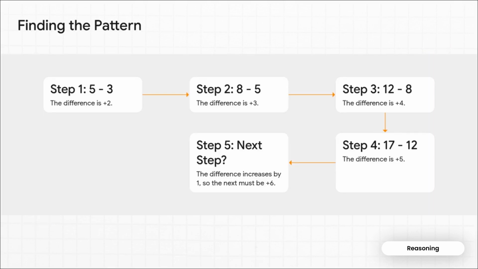So let's break this down. The difference between 5 and 3 is +2. Then it's +3, then +4, then +5. The pattern is crystal clear, isn't it? The difference is just increasing by 1 every single time. So what's the next difference going to be? Obviously +6. So when we add 6 to 17, we get 23. And just to double check our work, if we add the next number, which is 7, to 23, we get 30. The logic is absolutely perfect.